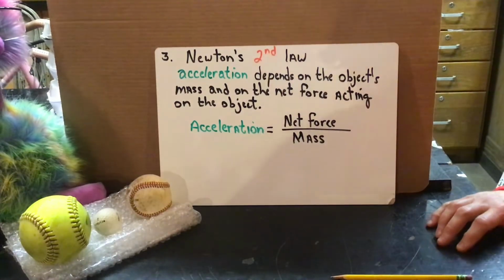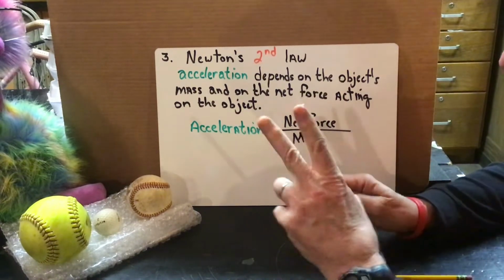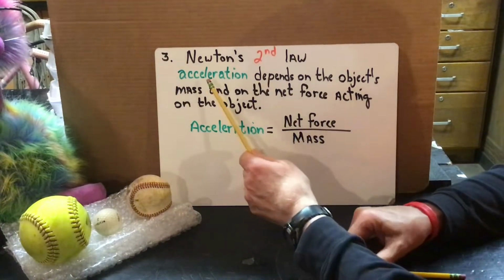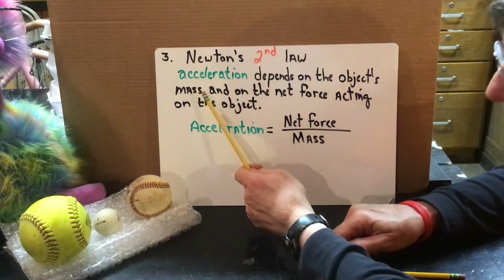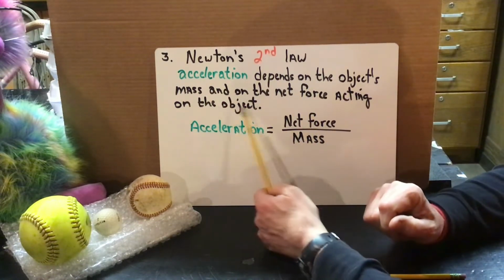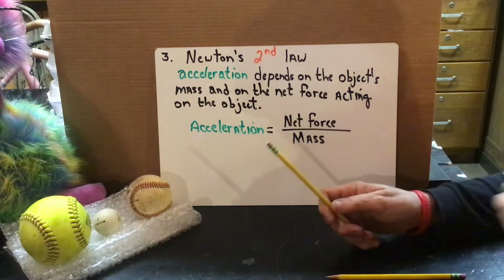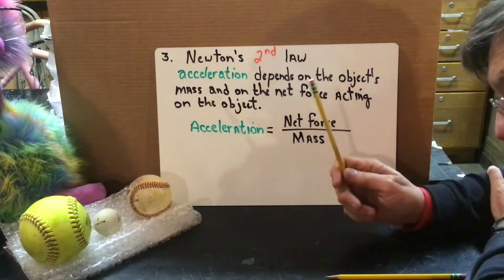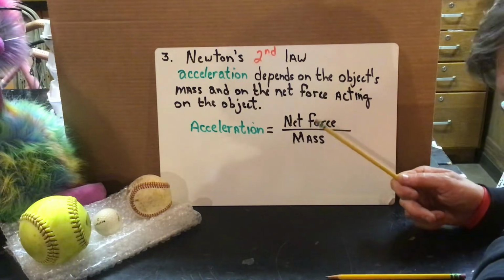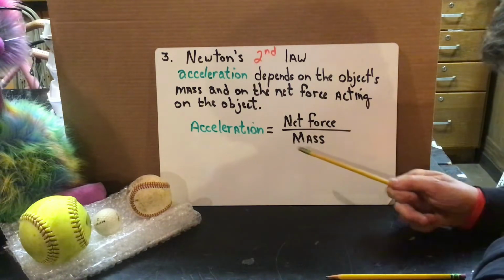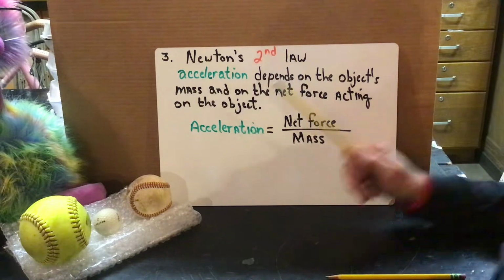On this episode of Garage Science, we're going to look at Newton's second law, and that deals with acceleration. Acceleration depends on the object's mass and on the net force acting on the object. And here's the formula Newton figured out. And if you notice, there's a direct relationship between acceleration and net force, and an indirect relationship between mass and acceleration.